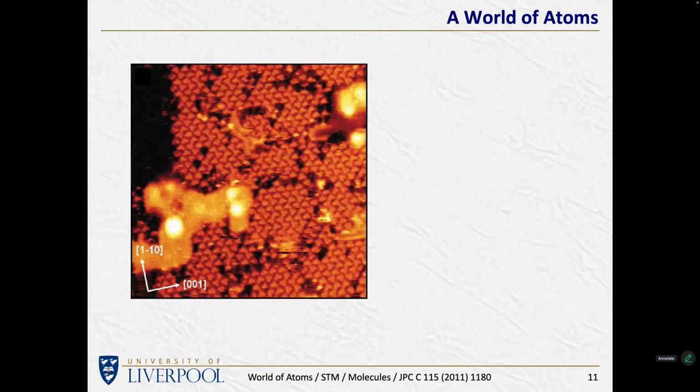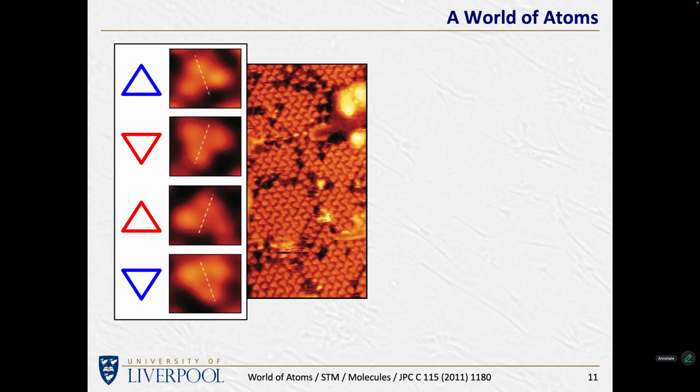In this particular case, a colleague had produced a surface covered with atoms, these little triangular things that you can see. Again, ignore the very bright blobs. They are just some level of contamination. We're interested in these little triangles on the surface. And those triangles can be in one of 4 orientations shown in the panel on the left-hand side, and represented by the icons on the left, blue or red triangles pointing up or down.